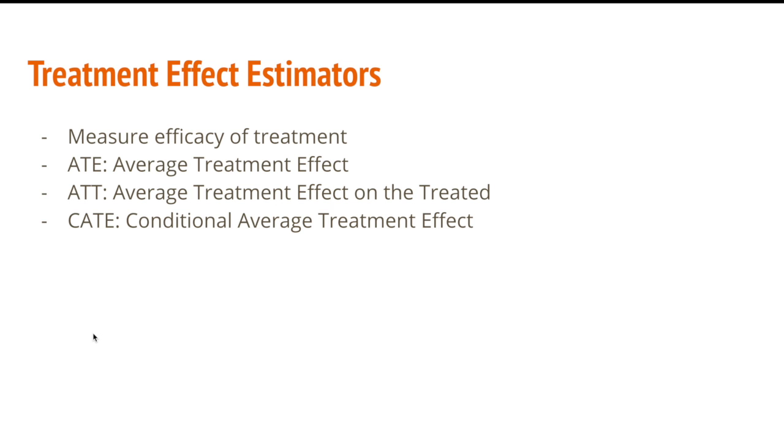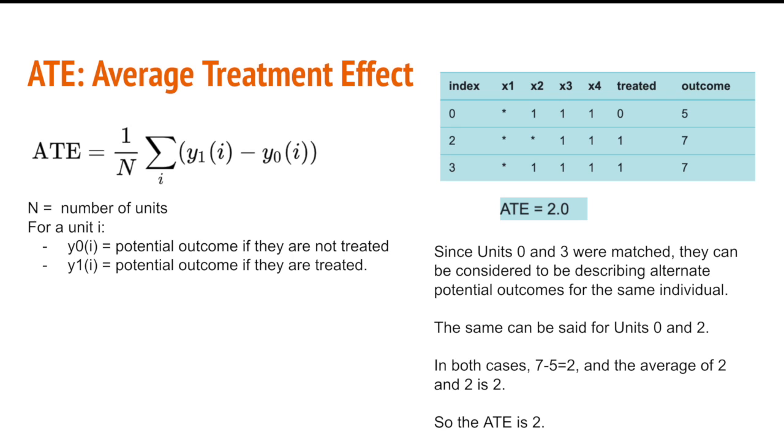So now I'll explain the treatment effect estimators, which are basically measures of the efficiency of your treatment. You have the average treatment effect and the conditional average treatment effect. First, the average treatment effect is basically the average difference between the potential outcome for a specific unit if it was treated, and the potential outcome for the same unit if it was not treated. And this is the average for all of the units.